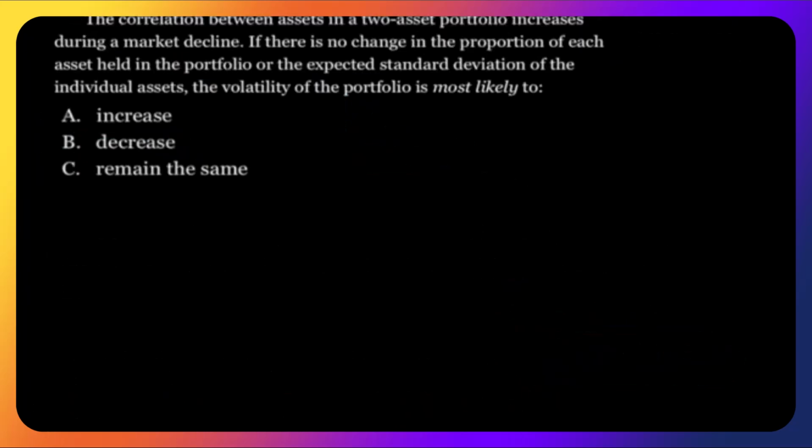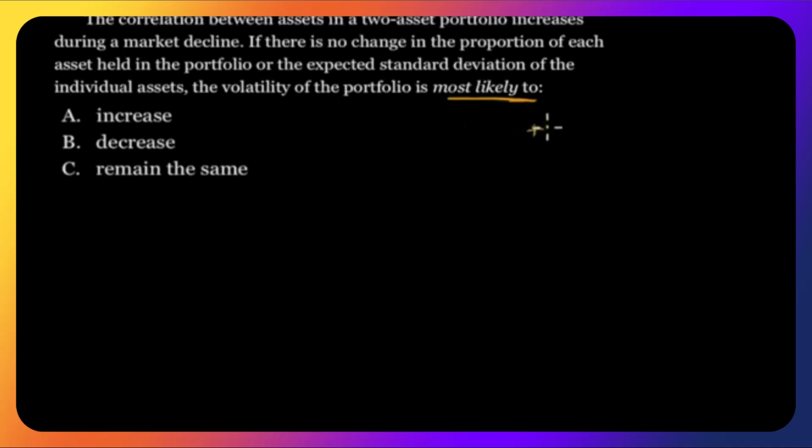The correlation between assets in a two-asset portfolio increases during a market decline. If there is no change in the proportion of each asset held in the portfolio or the expected standard deviation of the individual assets, the volatility of the portfolio is most likely 2. Well, what's going on with the correlations? It says the correlation increases, and there's no change in anything else, no change in the weightings, no change in the standard deviations.